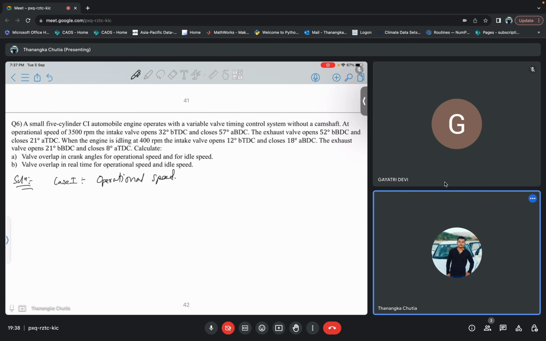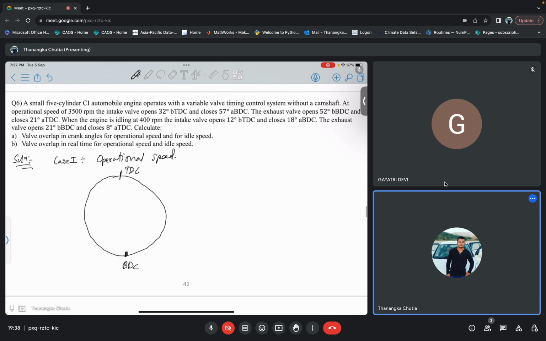Suppose this is my TDC and this is my BDC, in a straight line. Now suppose this is the center. First of all, let me go to the inlet valve. The inlet valve opens 32 degree before BDC. It opens 32 degree before BDC.